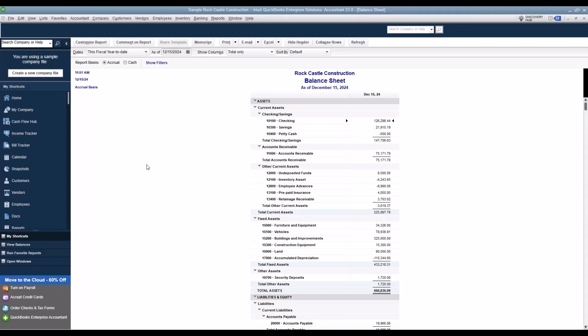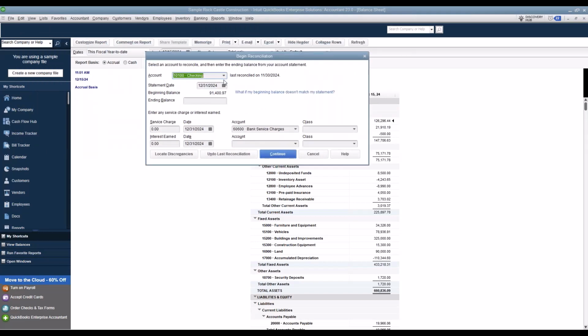Okay, so the most obvious thing, I think everybody probably would jump in here and say reconciliations, right? And you're absolutely correct. So the first thing I want to look at is where are we on reconciliations? So let's go ahead and pull that up. I'm going to look under Reconcile, and let's pull up checking.